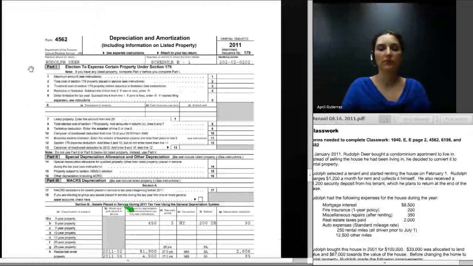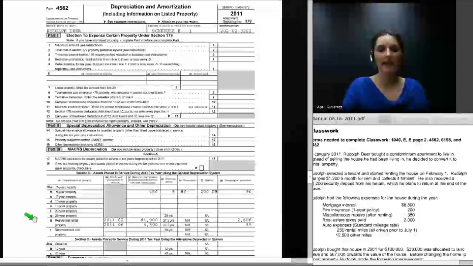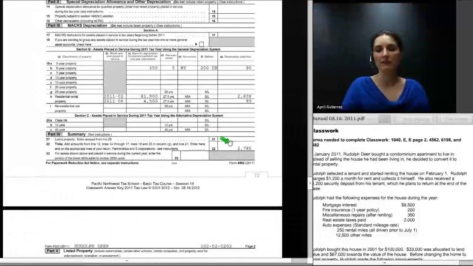So let's take a look at Rudolph's 4562. On the 4562, we make entries on line 19, and on line 19B, we enter the cost of the dishwasher, $450, and the amount of depreciation being claimed. On line 19H, for residential rental property, we enter the house basis and the depreciation on the house, and then we also enter that HVAC improvement that was placed in service in the month of June and the amount of depreciation being claimed on it. We total that amount up at the bottom of line 22, $2,785 of depreciation.